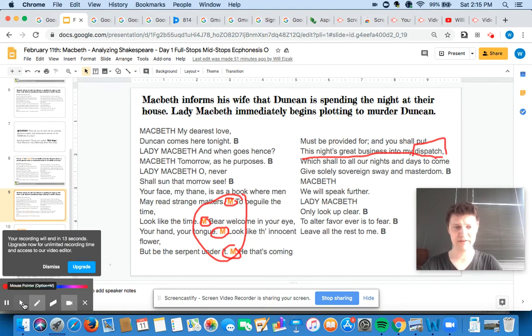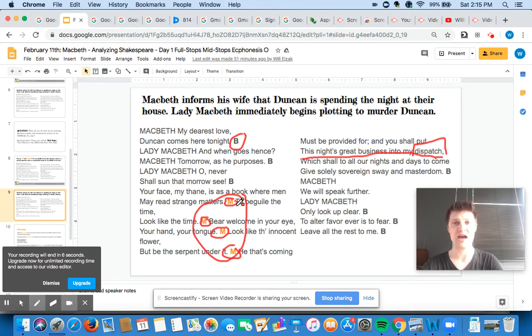So this is the big difference between full stops and mid-stops. If you have a full stop, it means stop and think and ponder after it. If you have a mid-stop, it means the opposite. It means add a little burst of momentum to the next part.